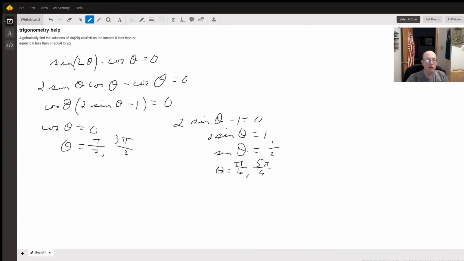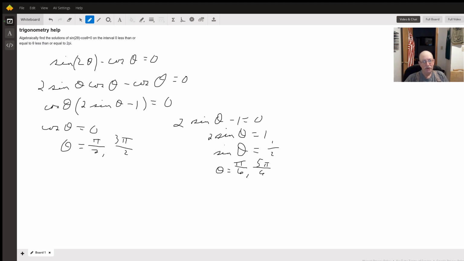All right, so we start out with sine of 2 theta minus cosine of theta equals 0. We'll use the double angle formula for sine and change sine of 2 theta to 2 sine theta cosine theta. And we got minus cosine theta. We can factor a cosine of theta out of both those terms. So we got cosine theta times 2 sine theta minus 1 equals 0.